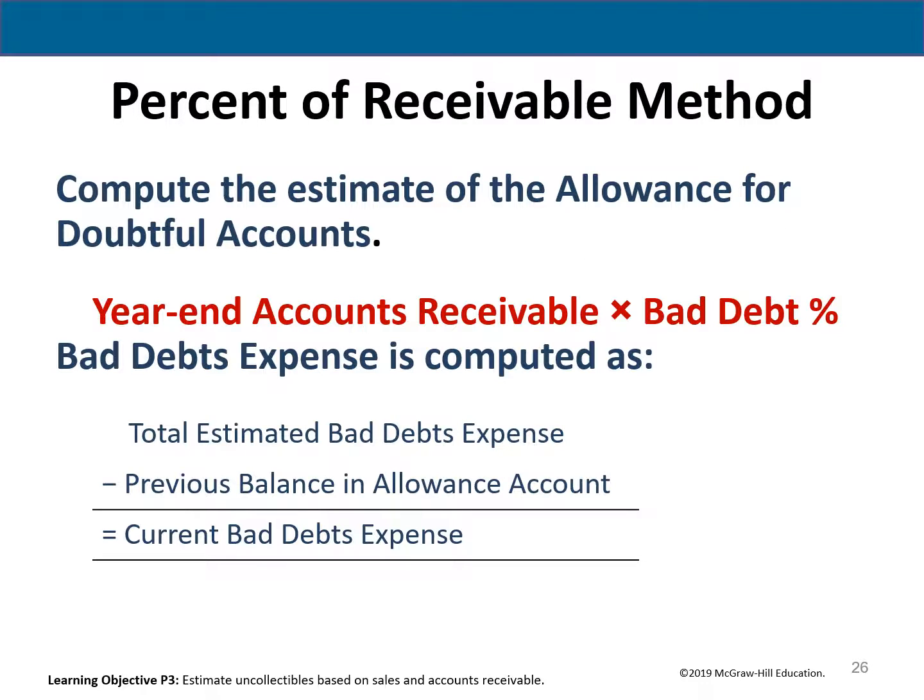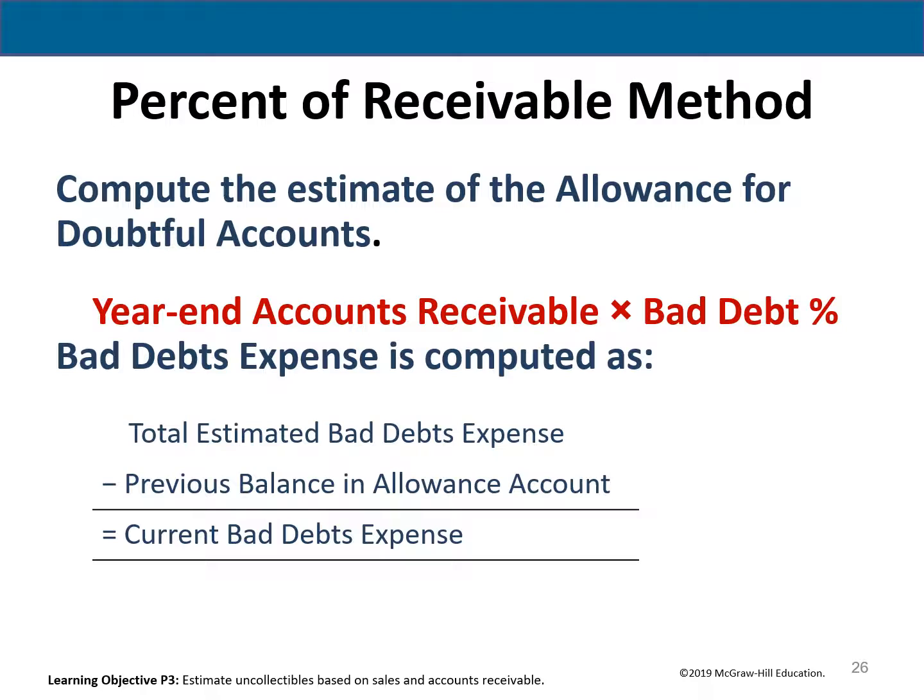Okay, so the other method is using accounts receivables to determine bad debts. Now, when you use accounts receivables to estimate, you're not determining how much to put into the journal entry. What you are computing is what the new balance should be in the allowance for doubtful accounts. So you can see that second line there. It says compute the estimate of the allowance for doubtful accounts.